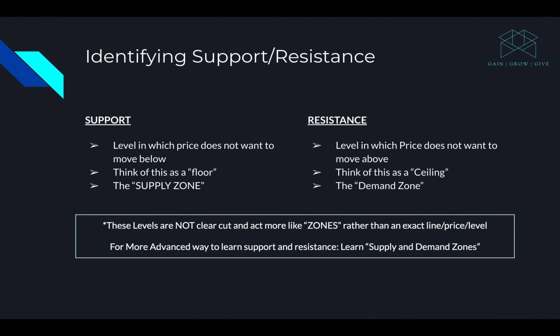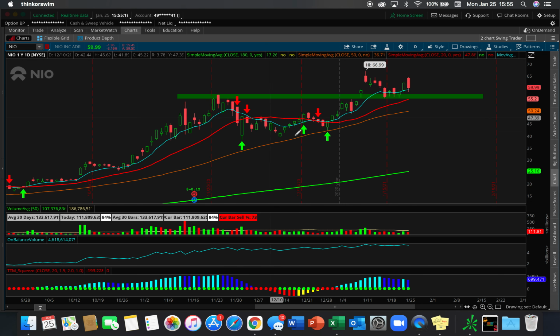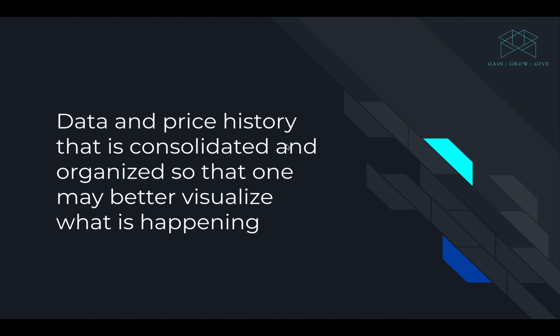Okay, so now back to the presentation. So now we have indicators and studies, and I'm sure some of you guys have heard what indicators and studies do. As you can see in my charts, I have a lot. That's what all these colors are. To define indicators and studies, this is basically data and price history that is consolidated and organized so that one may better visualize what is actually happening rather than just seeing a bunch of numbers, right?